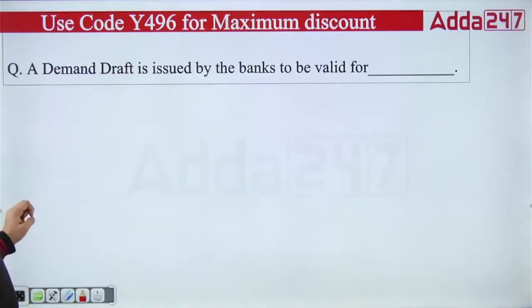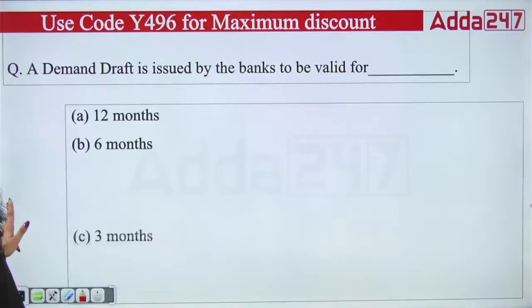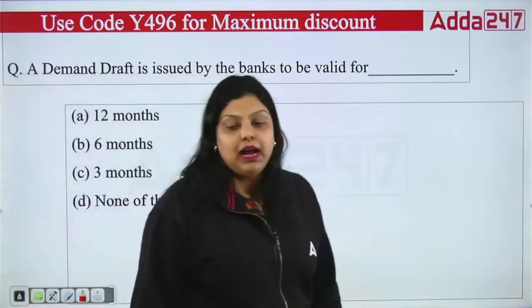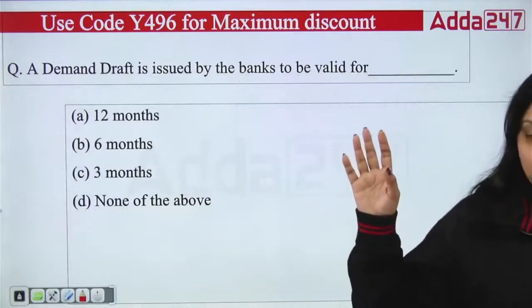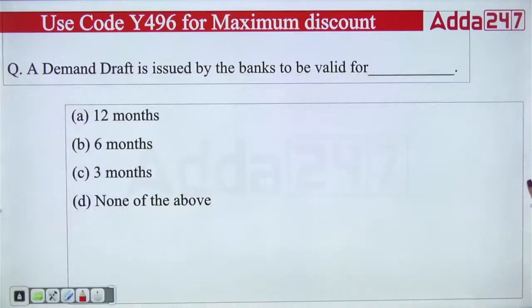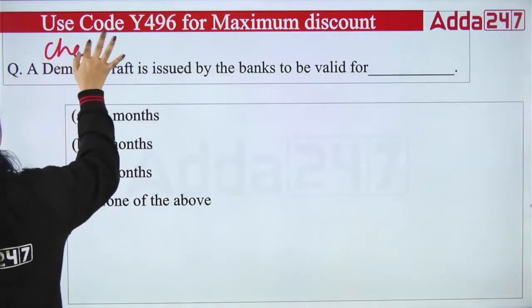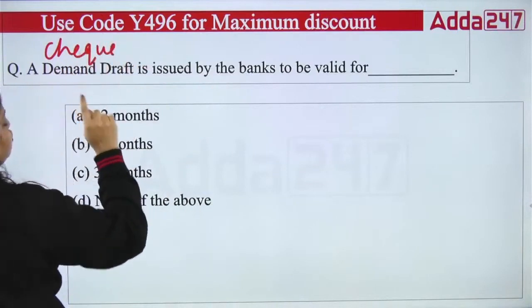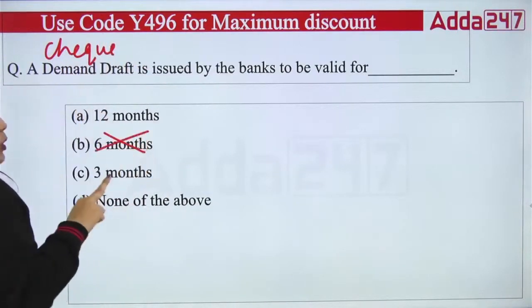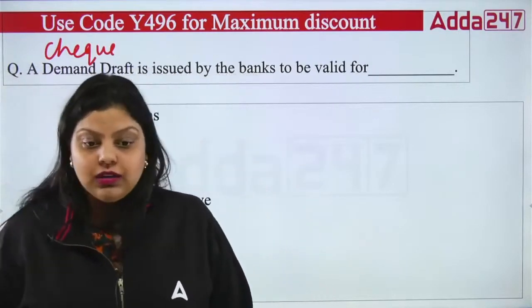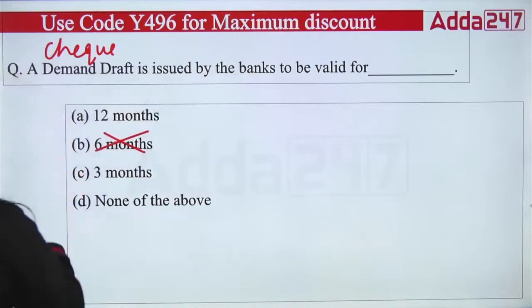Next, a demand draft is issued by the bank to be valid for dash. These are the options in front of you: 12 months, 6 months, 3 months, none of the above. The validity of a demand draft as well as a cheque is the same. Earlier both used to have a validity of 6 months, but now it is not. So what is it right now? It is 3 months only.